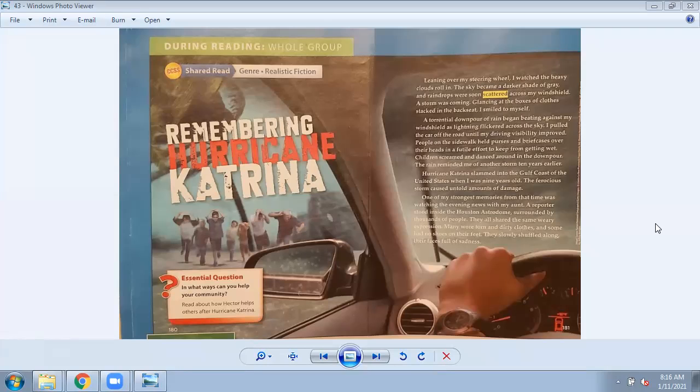A reporter stood inside the Houston Astrodome, surrounded by thousands of people. They all shared the same weary expression. Many wore torn and dirty clothes, and some had no shoes on their feet. They slowly shuffled along, their faces full of sadness.